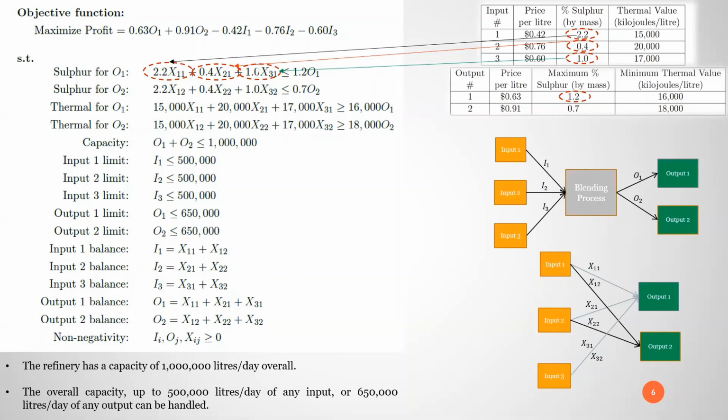Following the same logic, the total amount of output number 1 is based on those 3 inputs. So O1 should equal the amount of input number 1 being used in output number 1, plus the amount of input number 2 being used in output number 1, and the amount of input 3 being used in output number 1. The same logic applies for the second output, or the second product. And all of our variables are non-negative. I can't have negative values of any of them.